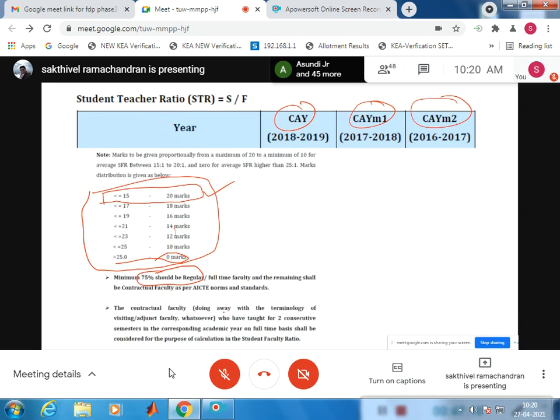The contract faculty come under different names like visiting faculty, adjunct faculty, whatever it may be; that needs to be contained within this 25%. So while you calculate the student-faculty ratio, make sure that you take all this into account. There is a specific formula to do that, which is again listed out in the manual.